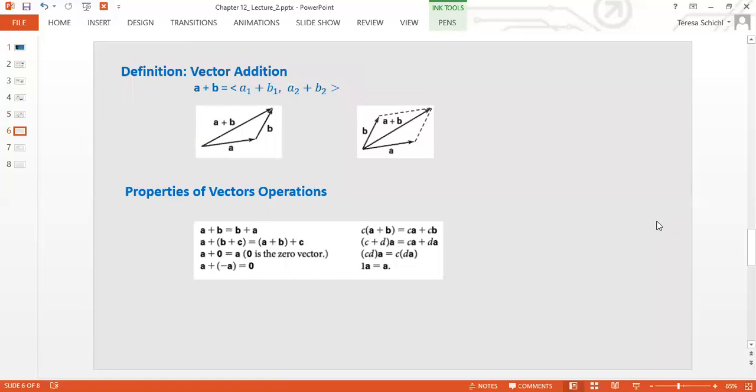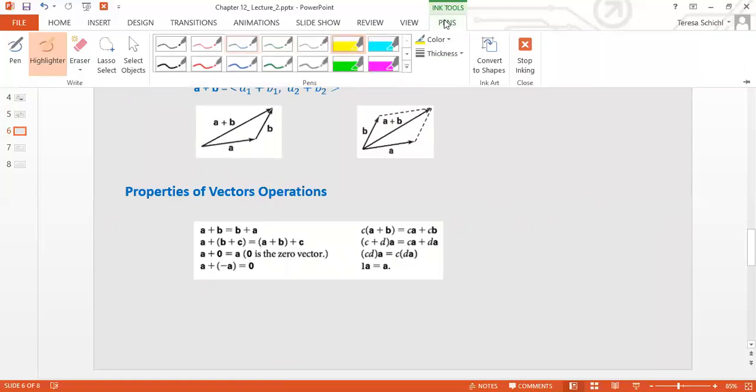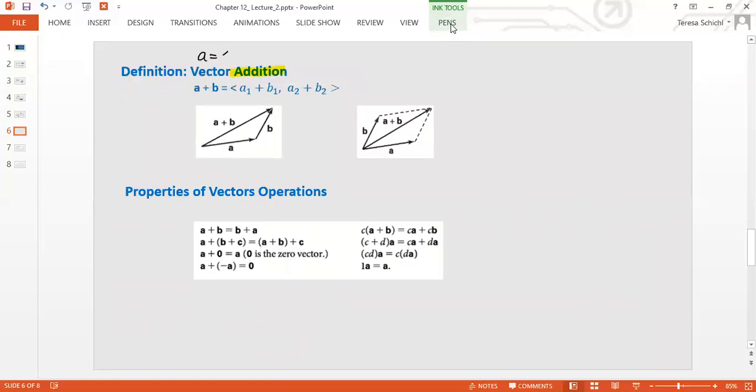Right? So, for the vector addition here, be very careful, vector addition. Basically, if the vector A is equal to A1, A2, and then vector B is equal to B1, B2, then algebraically, when you add A plus B, it will just be A1 plus B1 and A2 plus B2. So you just add the x coordinates and y coordinates.